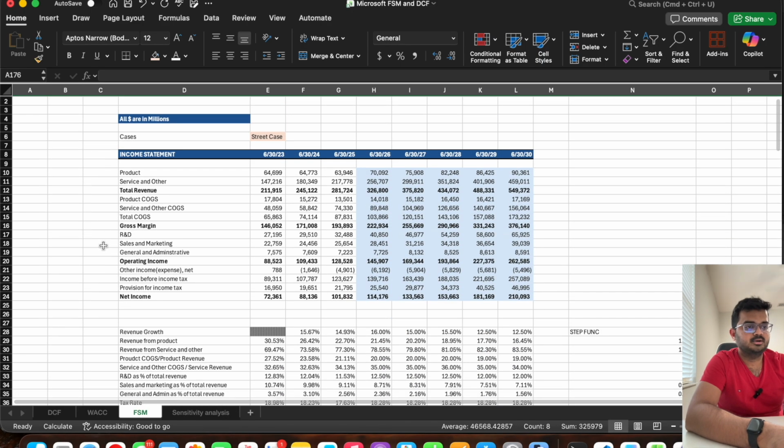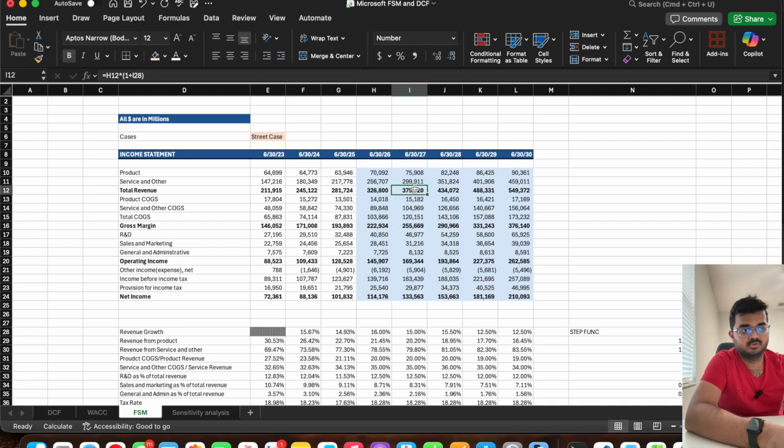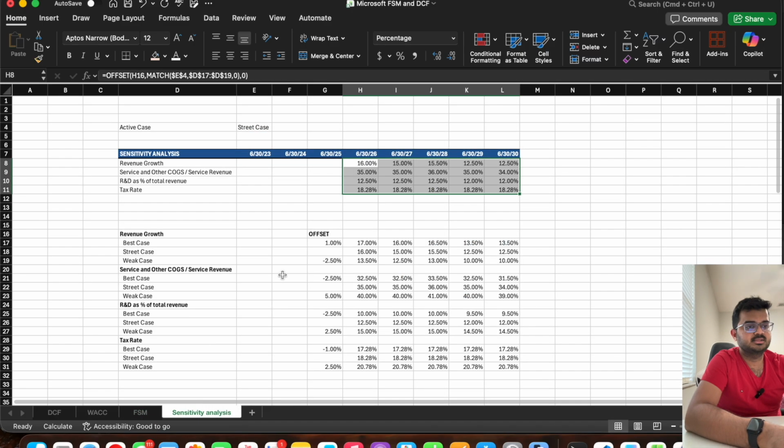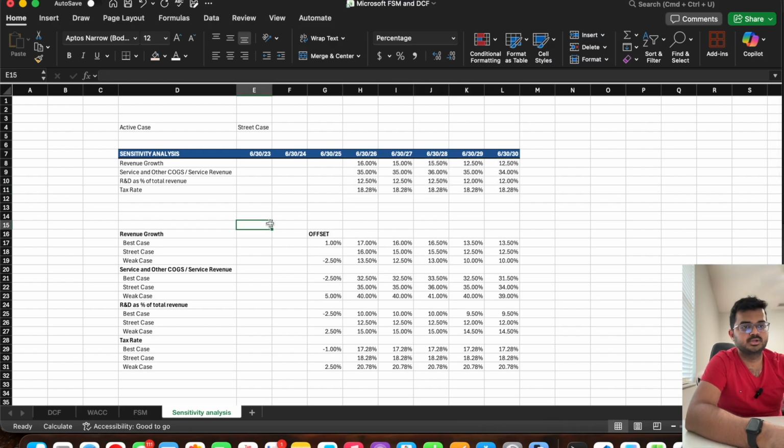On top of it, one could argue that the revenue which you took is too low or too high. That is where, as per best practices, we would do a sensitivity analysis. Here I have cherry picked four line items. For these, I have considered what could be the best case and what could be the weak case.